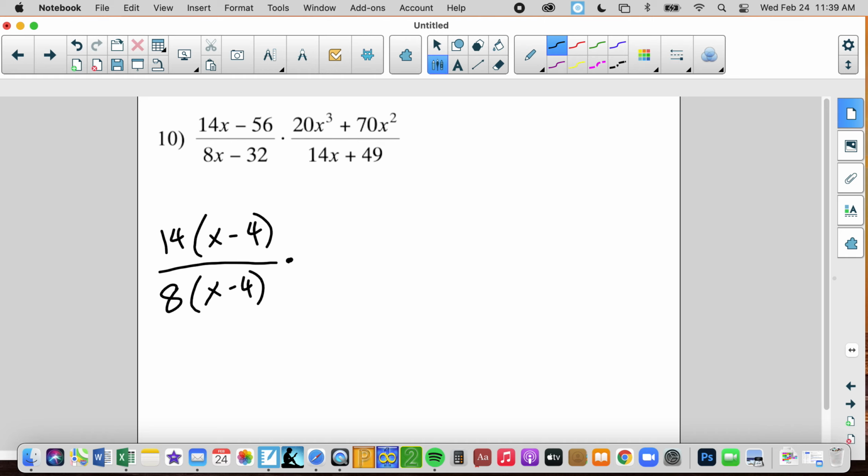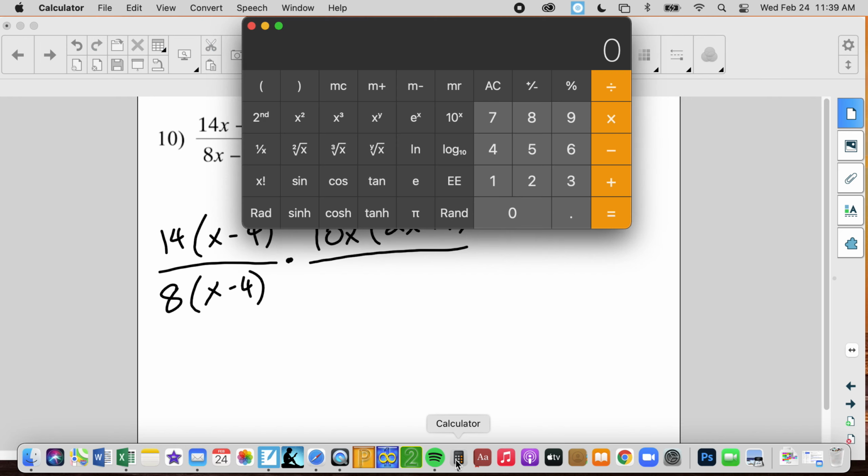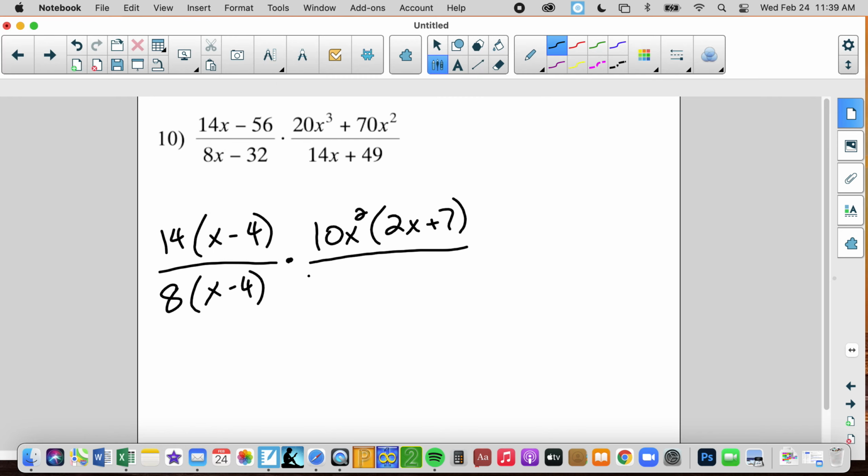20x to the third, 70x to the second. So 10x to the second is my GCF. That gives me 2x plus 7. 14. Does 14 go into 49? I have no idea. 49 divided by 14? No, it does not. But 7 does. So I get 2x plus 7.